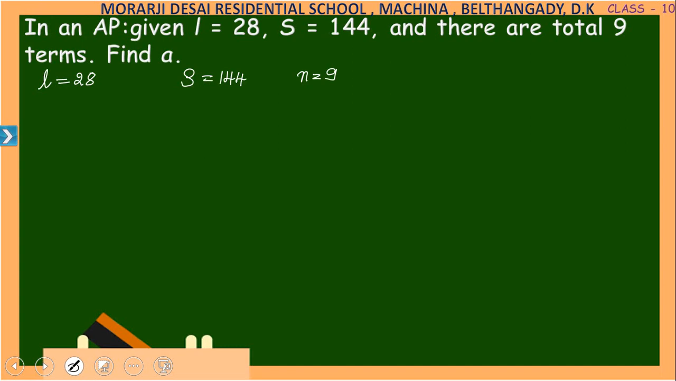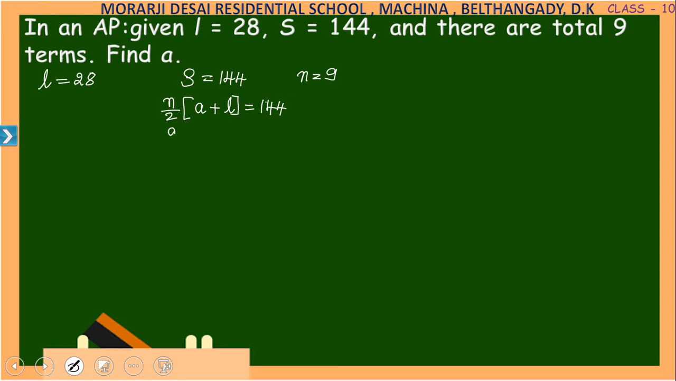We have formula for Sn which uses the last term. Sn is equal to n by 2 into a plus l. L means last term. Here there are 9 terms. So the last term is A9. A9 is 28 or L is 28. This is the formula for Sn. N by 2 into A plus L. S means Sn is equal to 144.